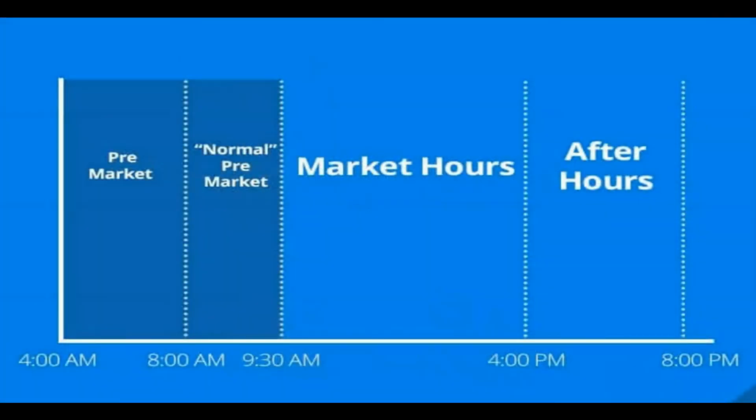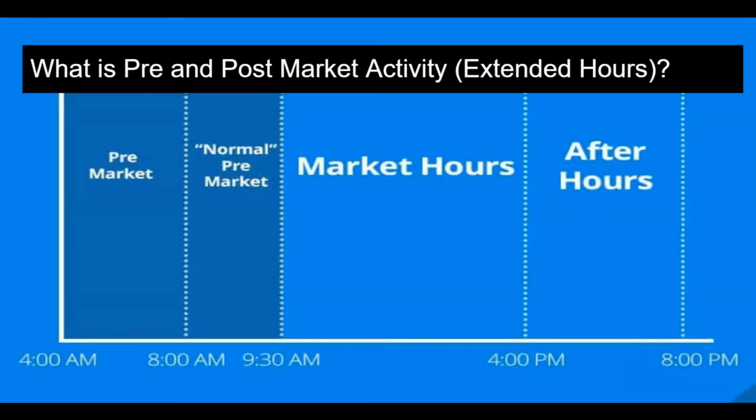So let's talk about market hours now. We're going to continue with the education of this. Let's keep it going, okay? So what is pre and post-market activity, aka extended hours? What you need to understand is the market runs between 9:30 a.m. Eastern Standard Time to 4 p.m. Eastern Standard Time. It's always going to be based off the East Coast. It's very important to know.